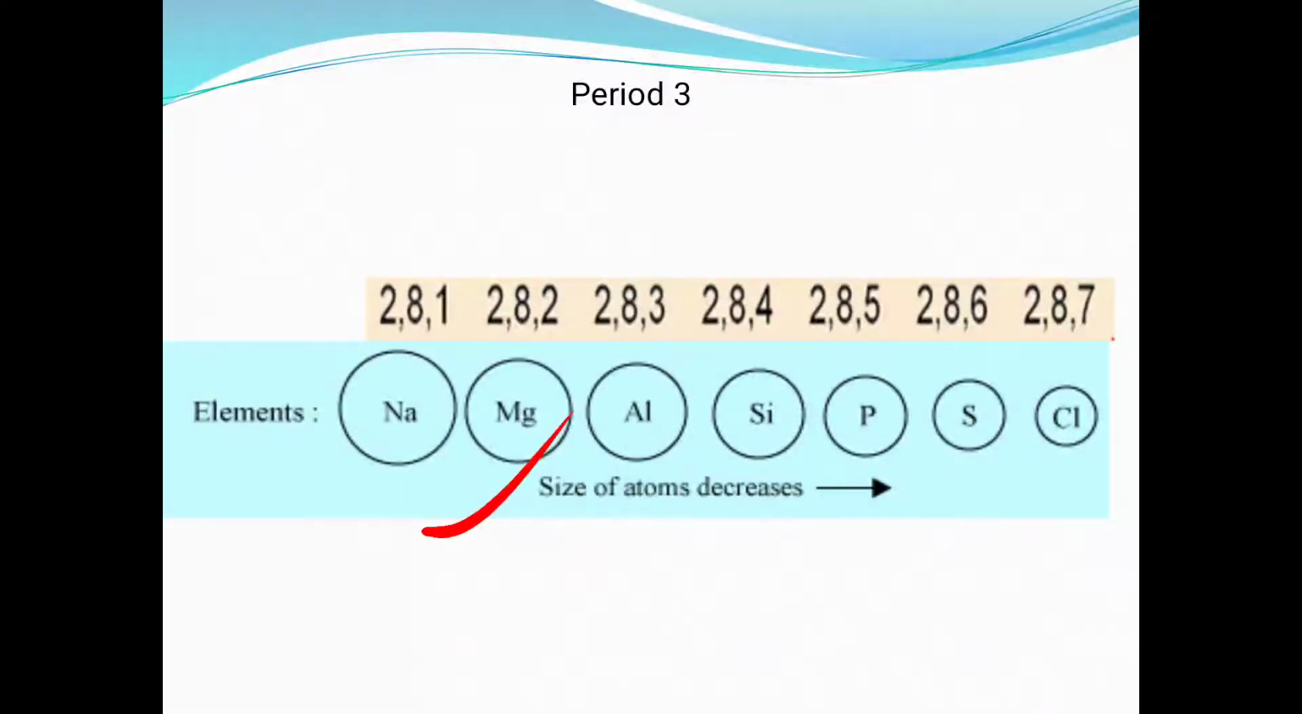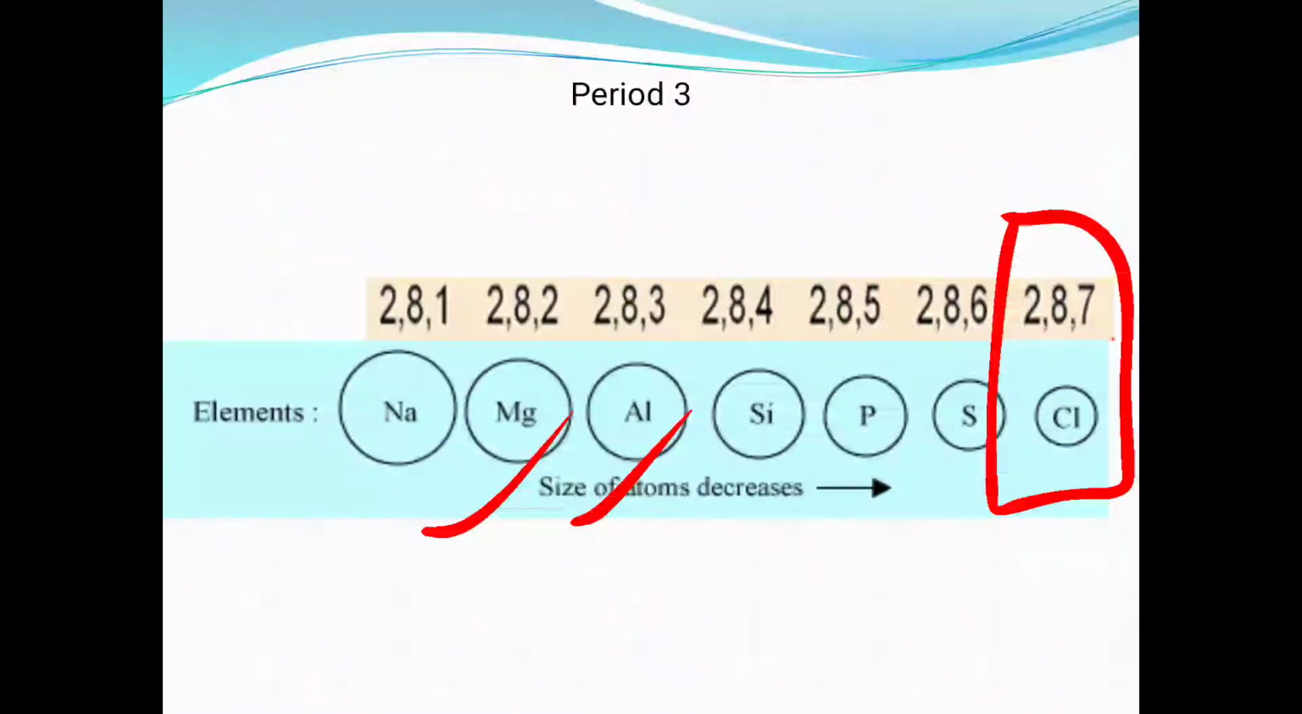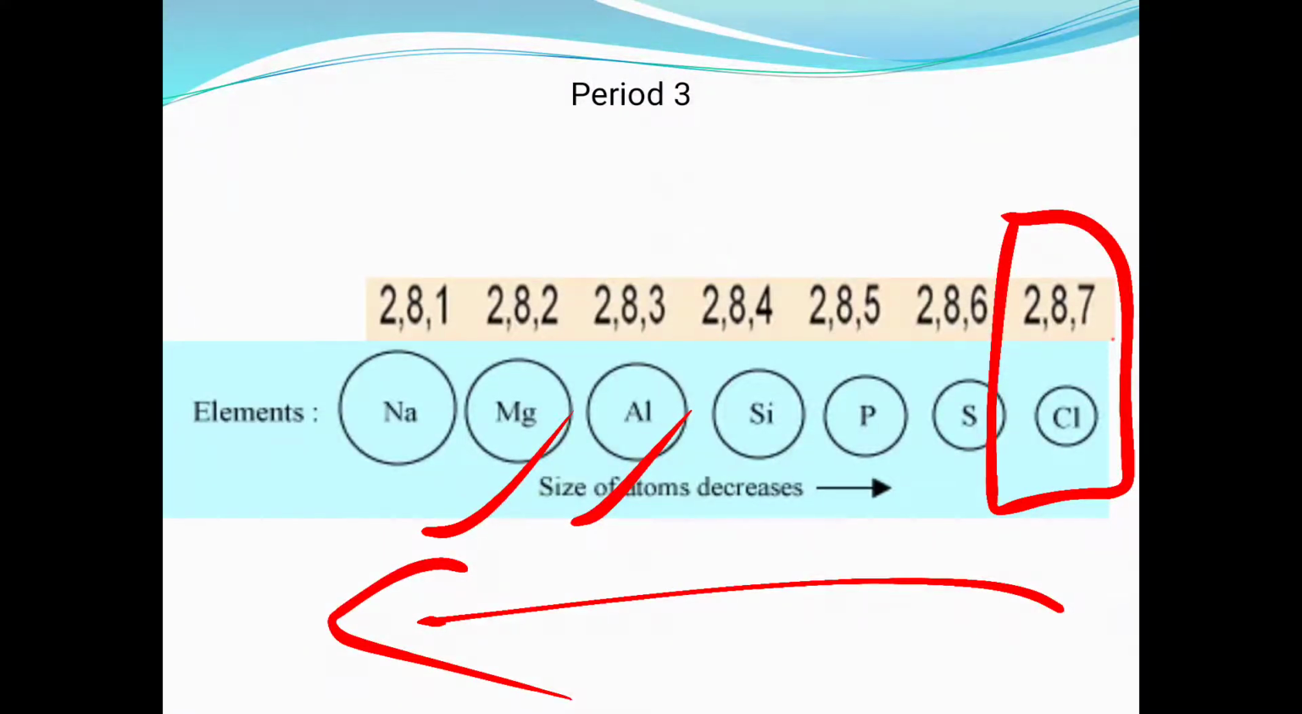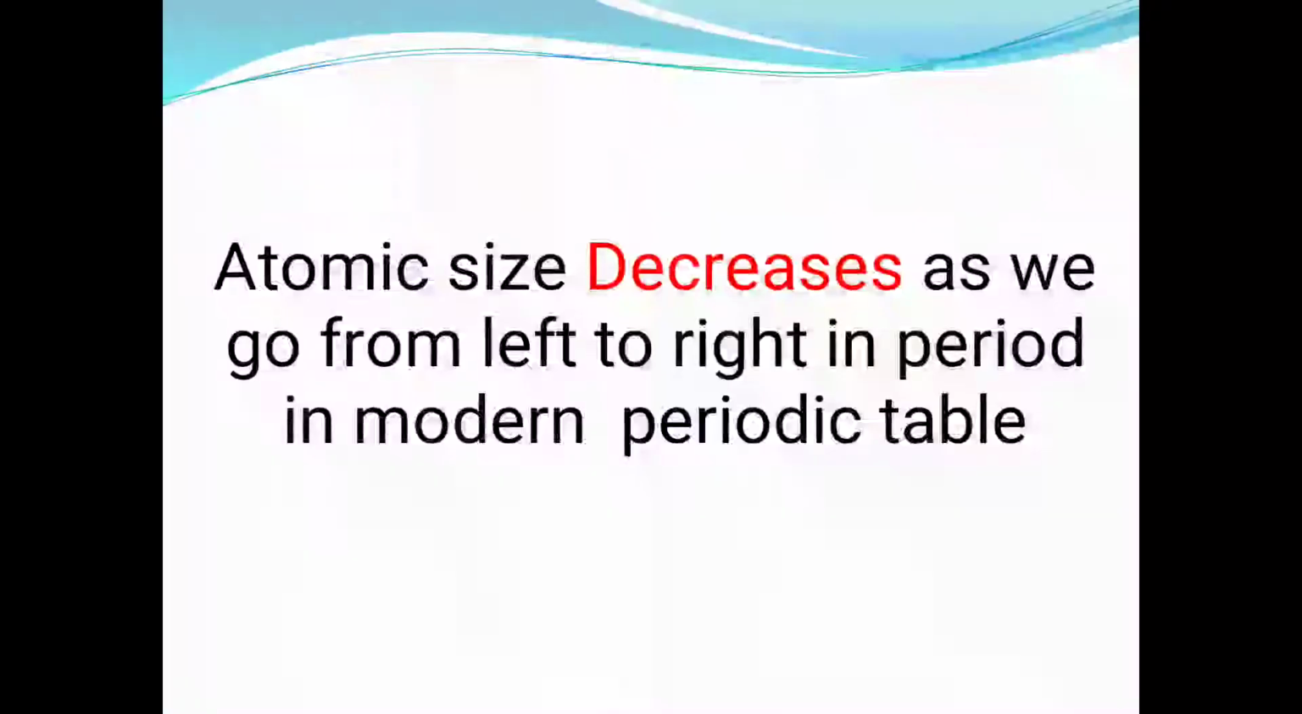See, the size of magnesium is reduced. Again the size of aluminum is reduced. If you see the last element, that is chlorine, it has the least size compared to the previous elements. So this is the statement of conclusion: atomic size decreases as we go from left to right in a period in the modern periodic table.